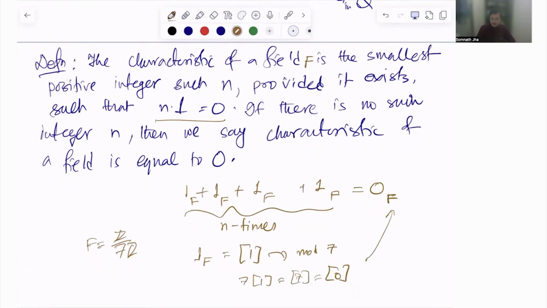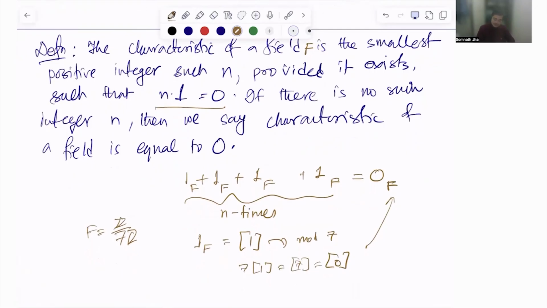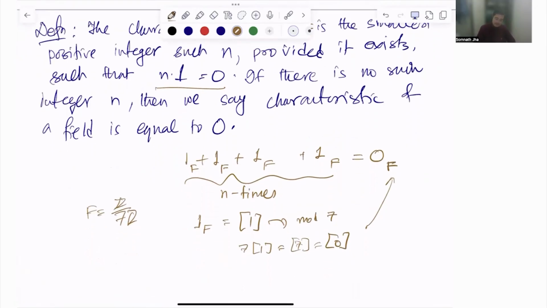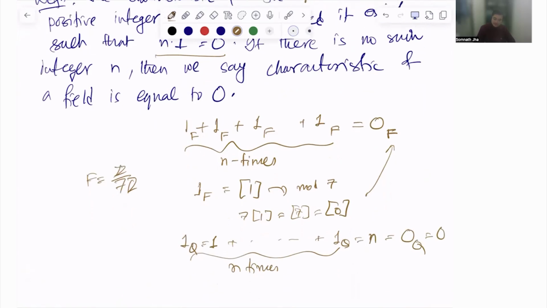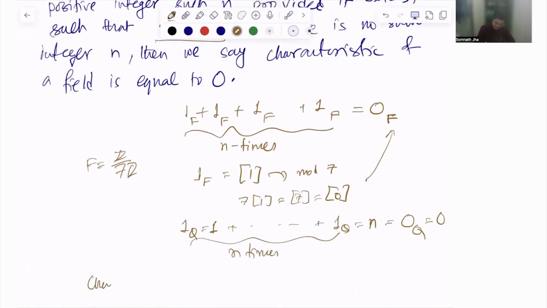So here the integer is 7, and you can see no smaller integer works. On the other hand, for Q, what is the 1 of Q? It's just the natural number 1. If you add it n times, you simply get n. And that equal to 0 of Q means it's actually 0. So n is never equal to 0, so no such integer exists. So the characteristic of Q equals 0, and the characteristic of Z mod pZ equals p, a prime.